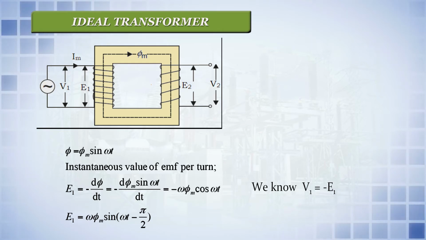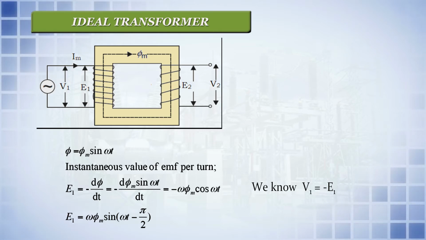As you know, the induced EMF is the rate of change of flux. So the induced EMF per turn can be written as E1 = -N dφ/dt. And the value of phi is phi_m sin ωt. Just differentiate this phi_m sin ωt with respect to t. So you will get -ω phi_m cos ωt. This can also be written as the induced EMF E1 = ω phi_m sin(ωt - π/2).